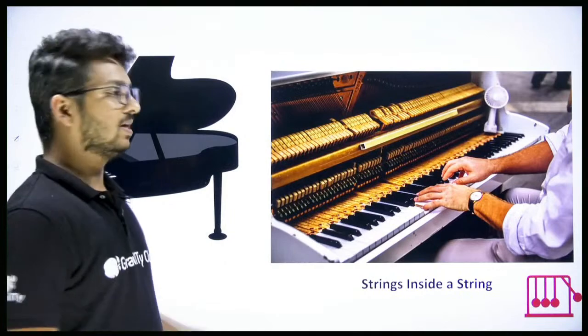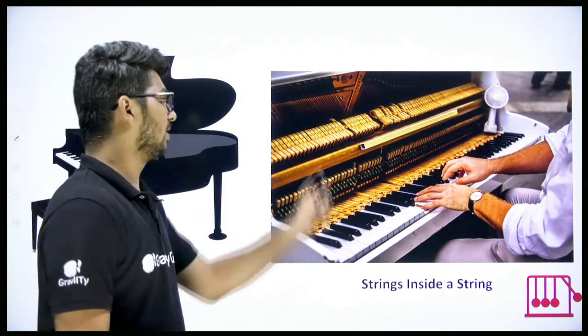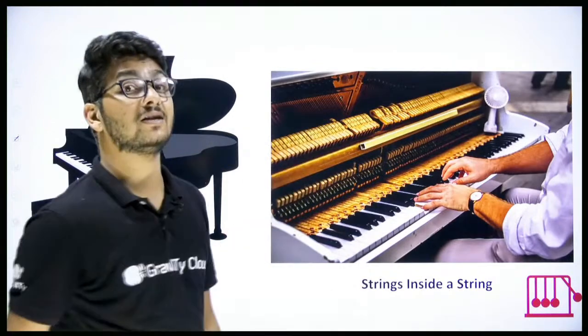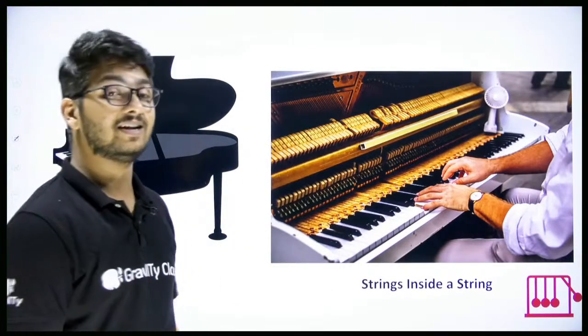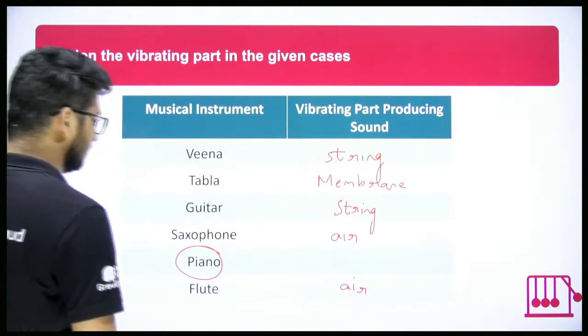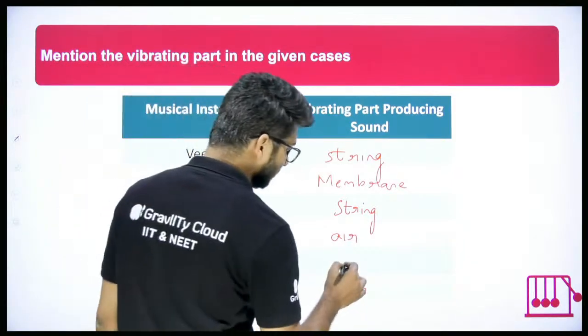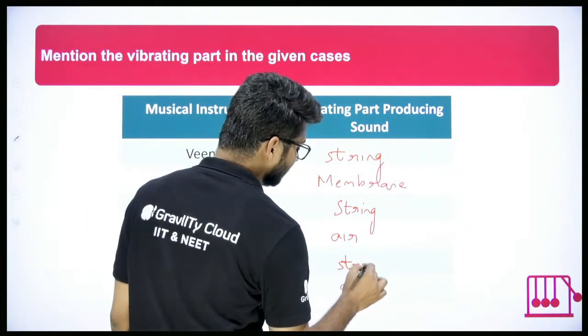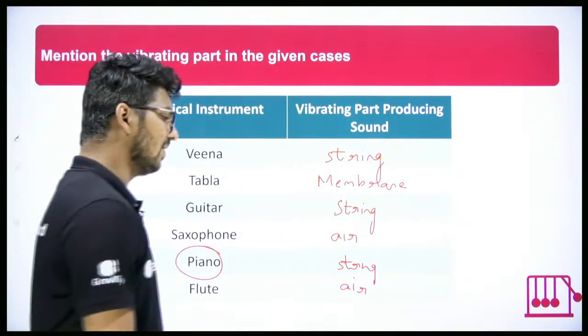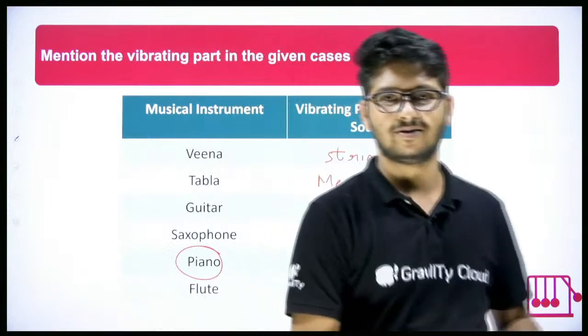You hit a key, that key is attached to a hammer. You can see the hammers. Those hammers hit the string. And then what happens to the string? The string vibrates, producing sound. So that's where we are. Piano, it's a string-based instrument. Got it? Some interesting examples. Yes or no? Right? Okay, let's continue.